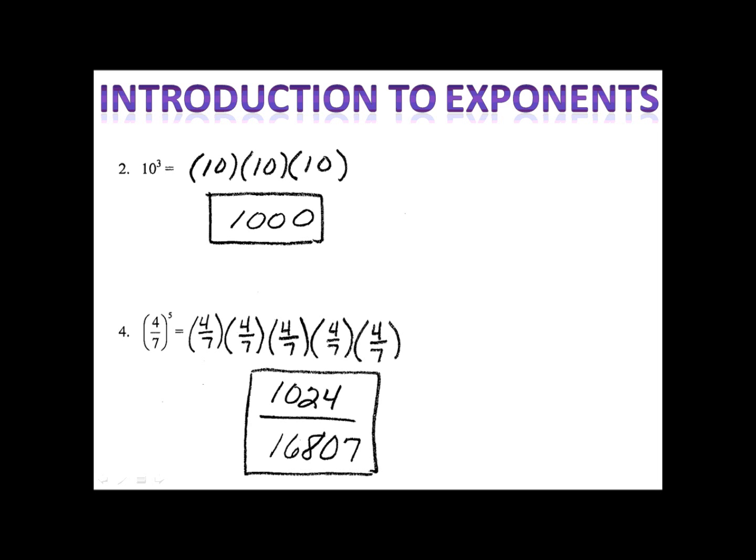On number 2, we have 10 to the 3rd, which is 10 times 10 times 10, or 1,000. Number 4, 4/7 to the 5th, we have 4/7 times 4/7 times 4/7 times 4/7 times 4/7, or 1,024 over 16,807.